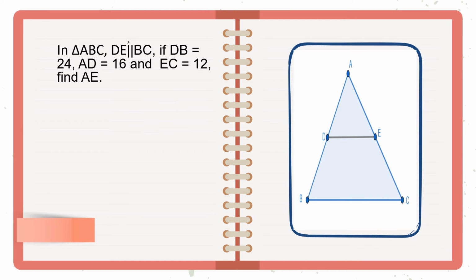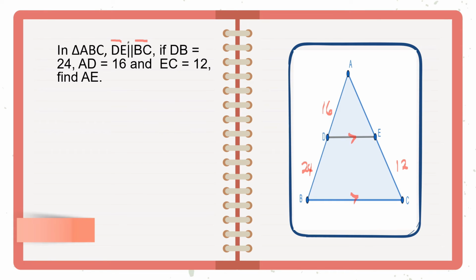Let us now use the properties or the proportionality theorem to solve for the given figure. In triangle ABC, DE is parallel to BC. DB is 24, AD is 16, EC is 12, and AE is missing. We don't know what the value of AE is. So DE is parallel to BC.